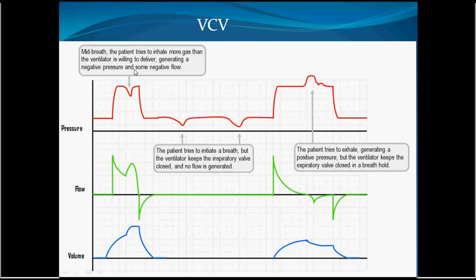The effort done by the patient is just to trigger. This will trigger if the patient is making more effort, but it will not add to the tidal volume, because it is a preset tidal volume. It will not increase the tidal volume, and it will not increase the flow. So this is just triggering, and after that the machine will deliver the preset tidal volume and the preset flow. No change in the tidal volume, no change in the flow, and even if the patient made any extra effort here, this will not have any response regarding the flow or the volume.